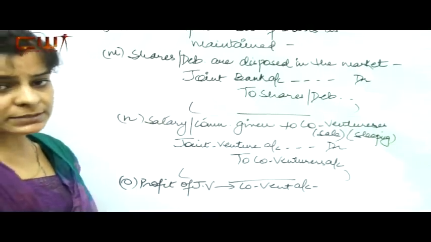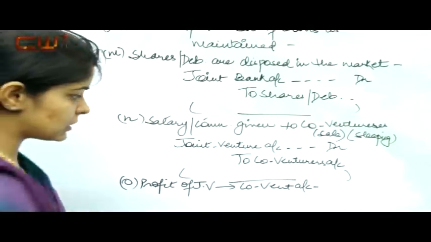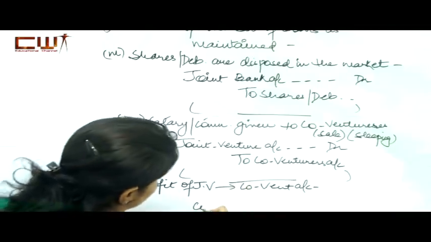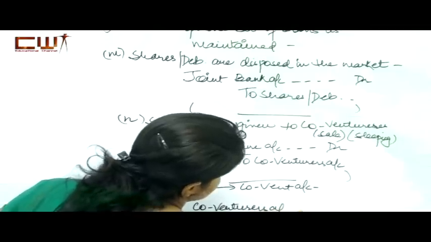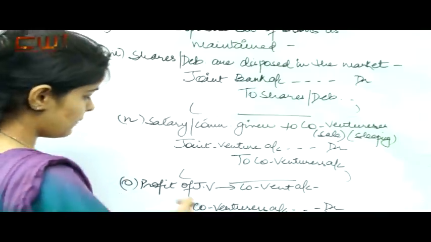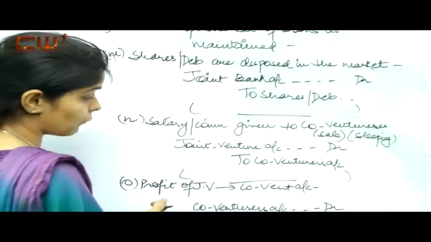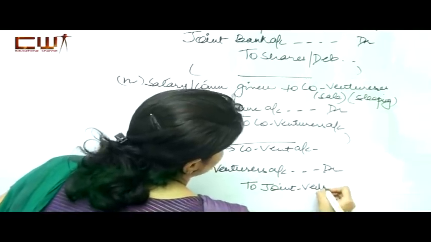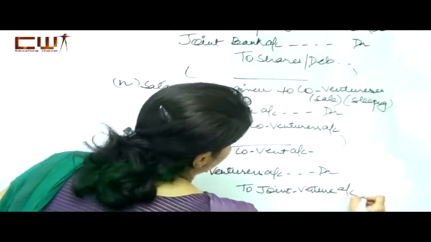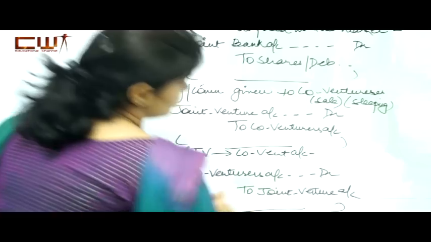In that case you pass the entry in the co-venturer's account. Who is getting money? The co-venturer. So you debit his account. Co-venturer's account is debited. What account is credited? Profit. Profit is paid through what? Again the joint venture account. Right? Write the narration, close the entry.